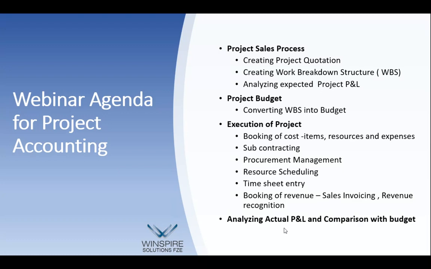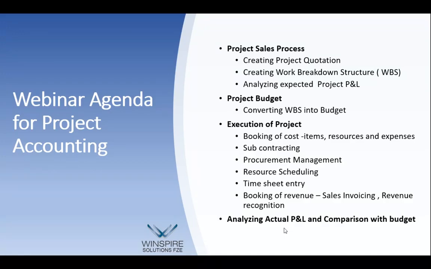Once this is done and the project is progressing, when you achieve a specific milestone, or when you are doing monthly billing, you can do the billing. The system also has a very nice billing rule. You can set up the billing rule based on either milestone, monthly, or work in progress, and then the system automatically generates the revenue invoice for the customer, which gets posted.